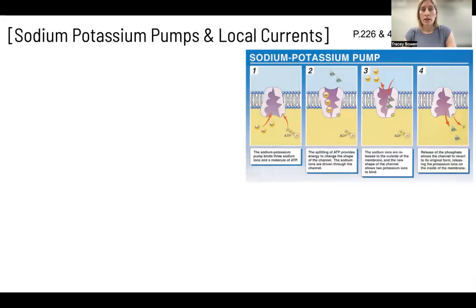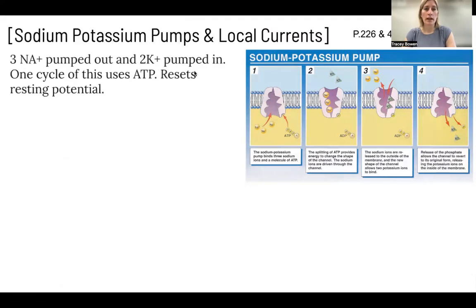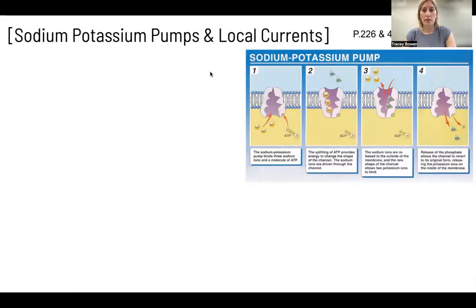Sometimes some organisms have wider neurons, and that allows them to send signals faster. But remember, we haven't learned this yet, but with these signals, it is an all or nothing process. So it has to signal, signal, signal. Once the signal is strong enough, then all the sodium channels will open, sodium rushes in. There's no halfway point going on here.